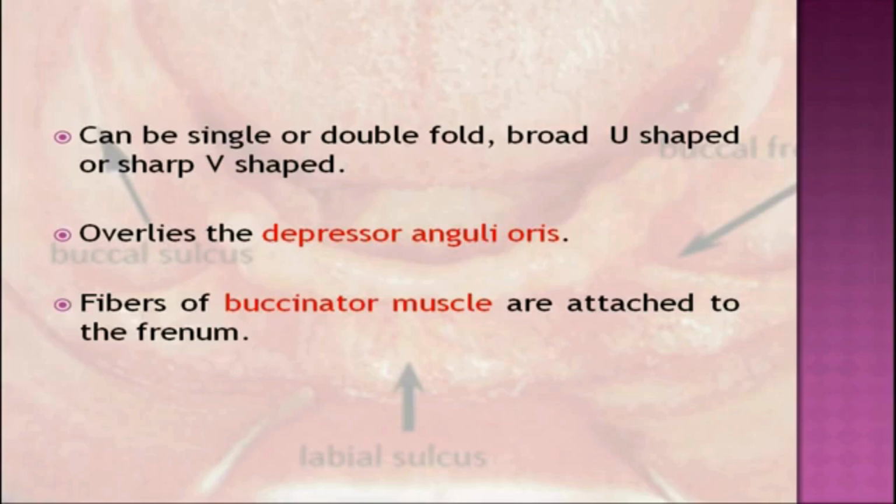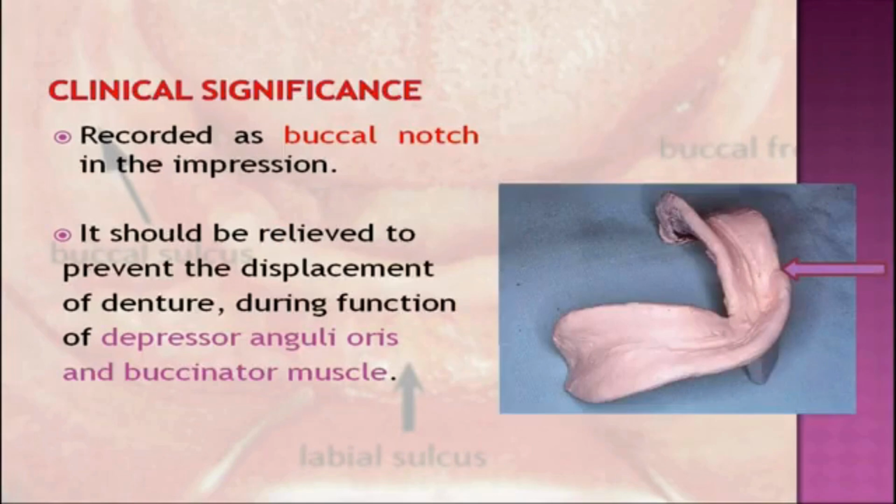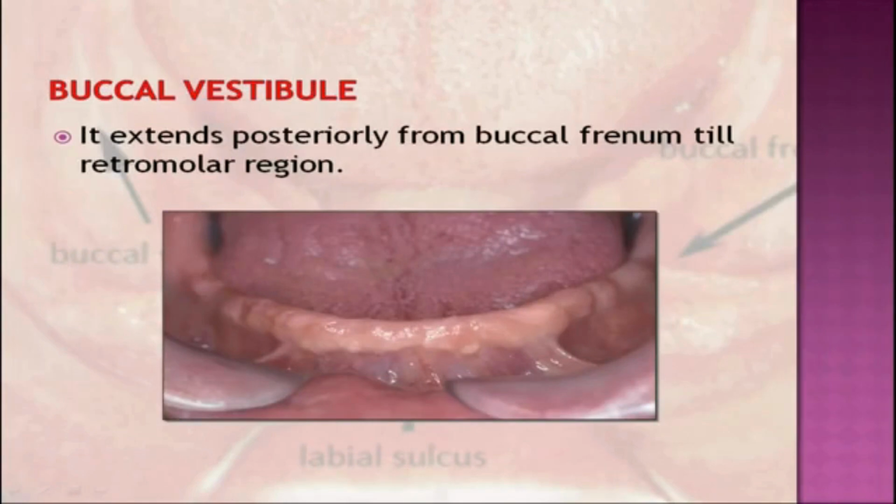It overlies the depressor anguli oris. The fibers of the buccinator muscle are attached to the frenum. It is recorded as a buccal notch in the impression. It should be relieved to prevent the displacement of the denture during function of the depressor anguli oris and buccinator muscle. Coming to the buccal vestibule, it extends posteriorly from the buccal frenum till the retromolar region.